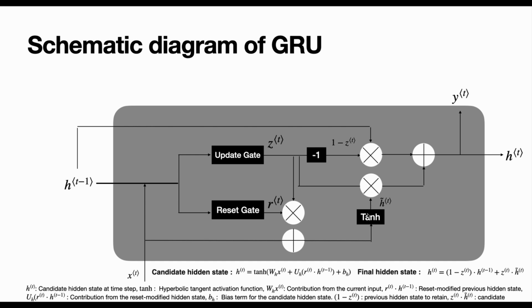Together, these gates compute a candidate hidden state, h̃(t), and then combine it with the past state to produce the final hidden state, h(t). This efficient gating mechanism allows GRUs to capture long-term dependencies while avoiding the vanishing gradient problem, making them effective for tasks involving sequential data like time series analysis or speech processing.